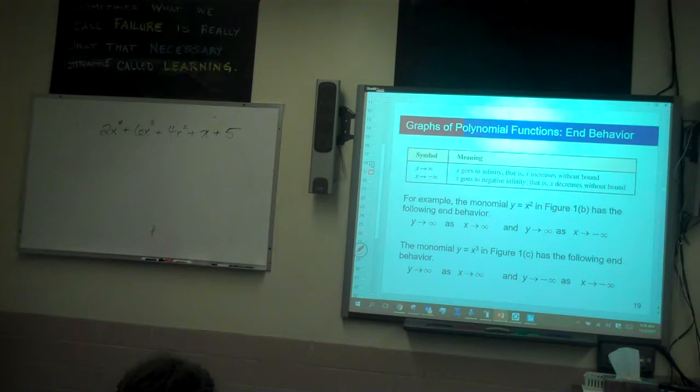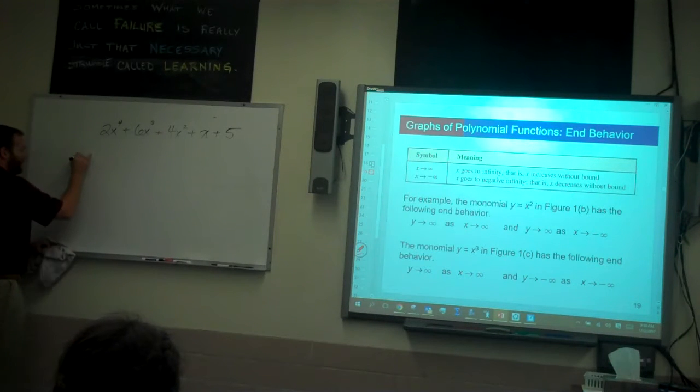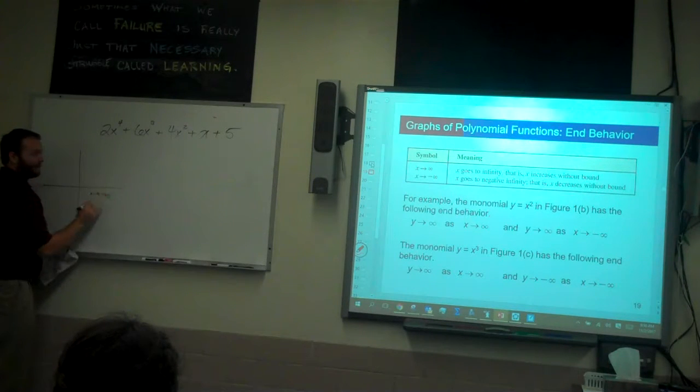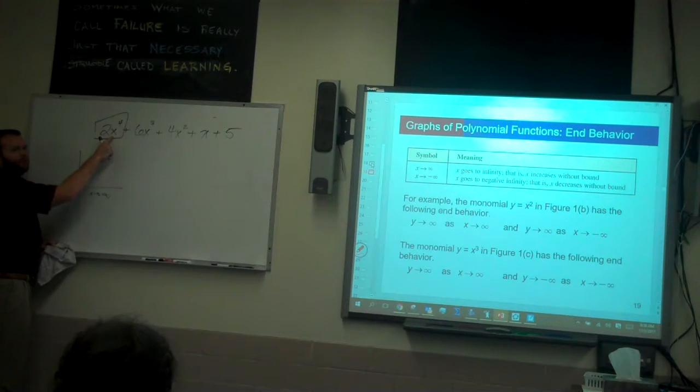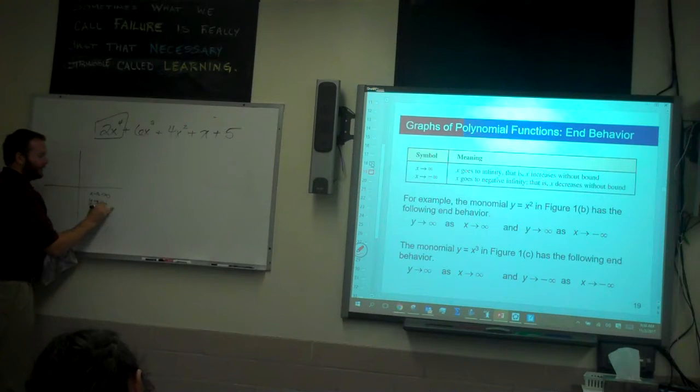If I give you a function that looks like this, let's say that our function is 2x to the 4th plus 6x cubed plus 4x squared plus x plus 5. Okay, if that's my function, hopefully we understand that if we're to graph this, the end behavior, as x goes to infinity, just look at this thing right here. As x goes to infinity, x is 1,000, multiply it by itself 4 times, and then multiply it by 2, what kind of number are you going to get? Positive. So as x goes to infinity, y goes to infinity.